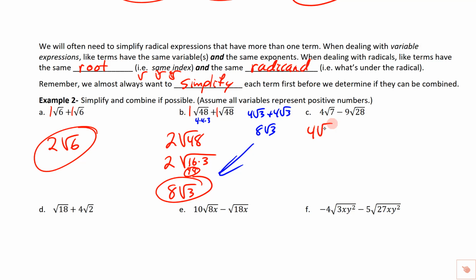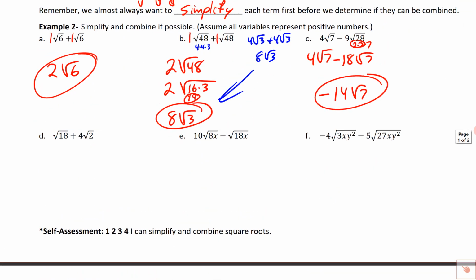So 4 radical 7 doesn't have any factors other than 1 and 7, so there are no pairs there. But on 28, this would be 2 times 2 times 7. So we're going to end up with negative 18, and then the 7 is stuck underneath. So I have 4 radical 7 minus 18 radical 7. If I've got 4 of these minus 18 of these, I've got minus 14 of those. So there's the answer on that one. That one has like terms. We can go ahead and combine those.